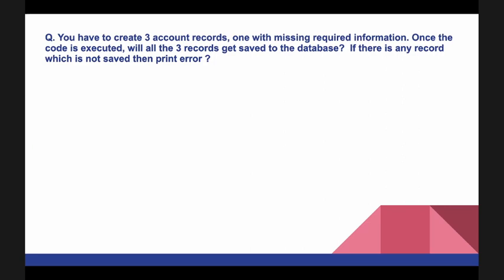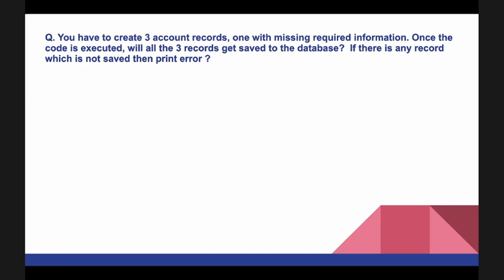Once the code is executed, will all the three records get saved to the database? And if there is any record which is not saved, then we have to print an error. So let's understand the question first, and then I will be explaining the answer. And Gyan, please help me so that we can explain it nicely, because it is a very important question and it has a lot of information which we can learn.